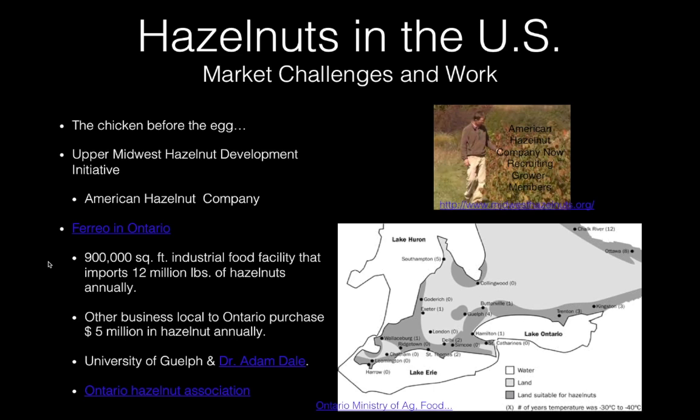Another facility that's been put in was by Ferrero in Ontario. This facility is extremely large, but not necessarily specific to hazelnuts, though they're working with the University of Guelph and Dr. Adam Dale to educate growers in the region that you see on the picture to your lower right to plant hazelnuts and sell back to Ferrero. More information on that can be found at the lowest link here, the Ontario Hazelnut Association page.